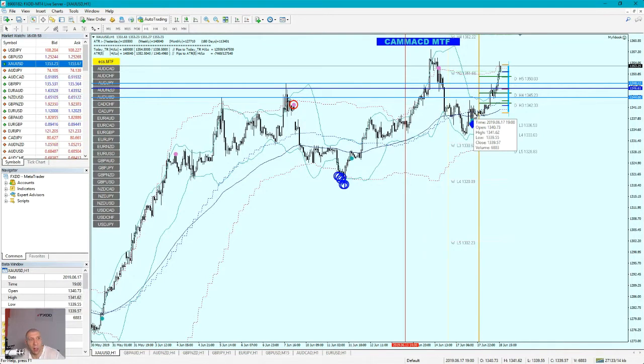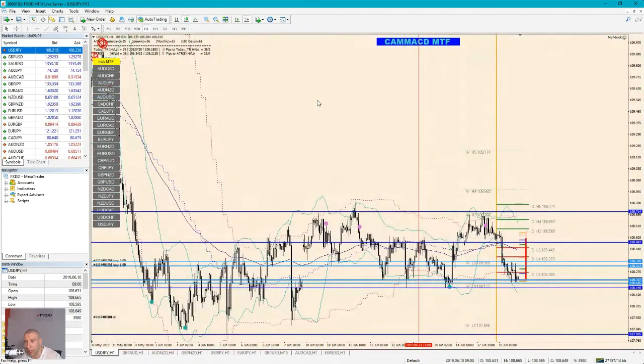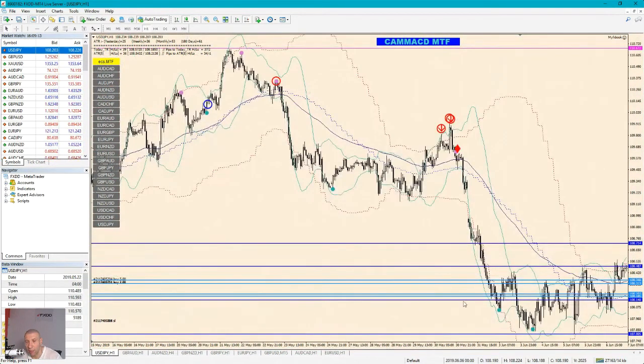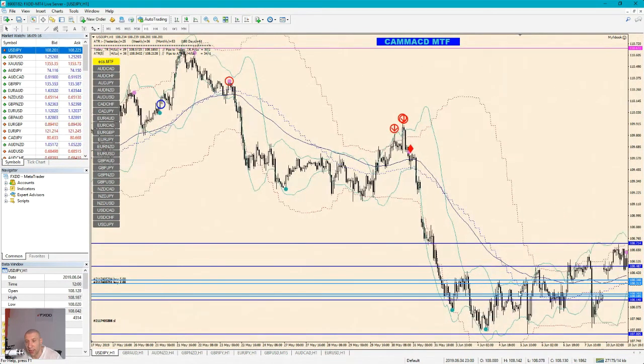Okay, so two trades running. If you have any questions, guys, feel free to ask me. So dollar yen is the first trade. Again, I will repeat about the dollar yen. Confluence of support. These are historical support levels. There were buyers there.